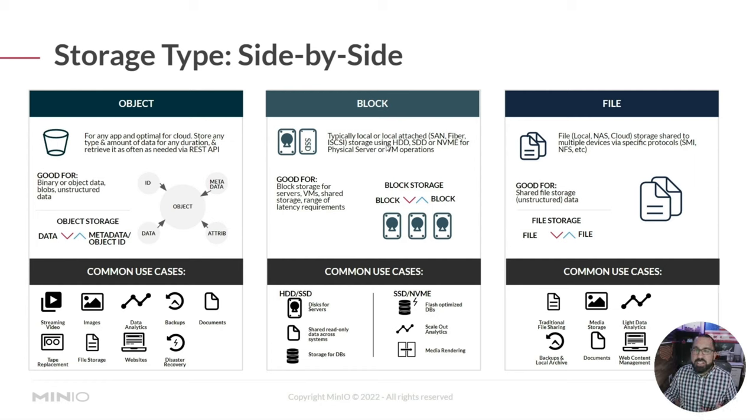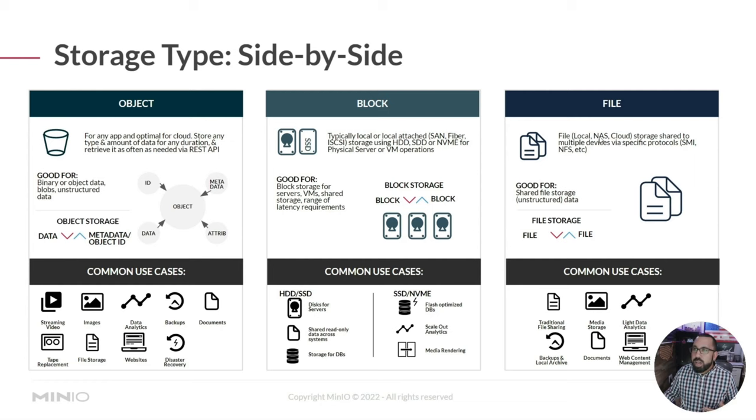Next, we have block storage, which is typically local or locally attached. Think SAN or Fibre Channel, iSCSI. And it's a hard disk drive, SSD, or NVMe for physical servers or VM operations. So this is good for block storage of servers, VMs, shared storage, and a range of latency requirements. Latency meaning that if you have hard drives, it's going to be a bit slower, but if you really need that speed, you could have something like SSDs or NVMe drives. Remember, block storage is written to and read as blocks and then reassembled for you on the output. Some common use cases for this: disk for servers, shared read-only access across systems, and storage for databases. And if you're looking at SSDs or NVMe, you've got flash-optimized databases, scale-out analytics, and also media rendering.